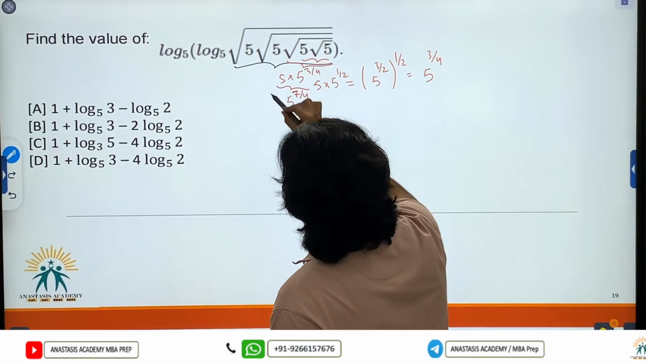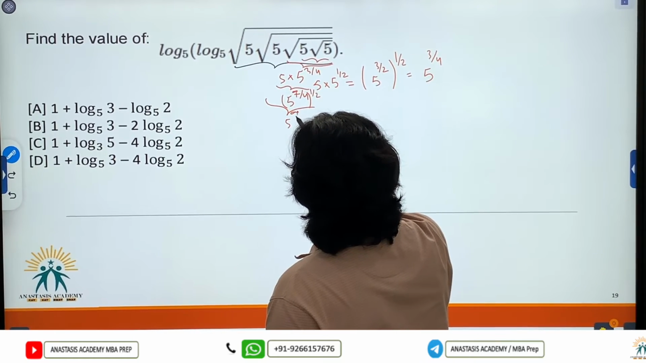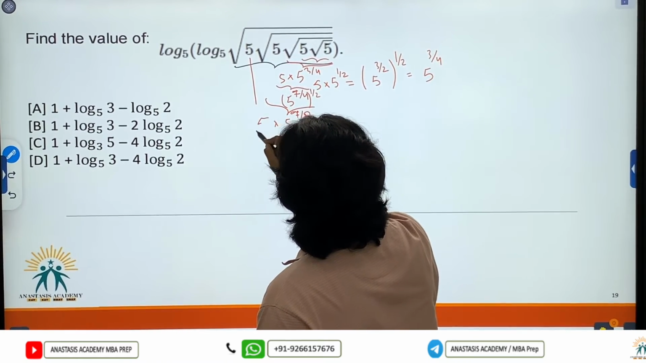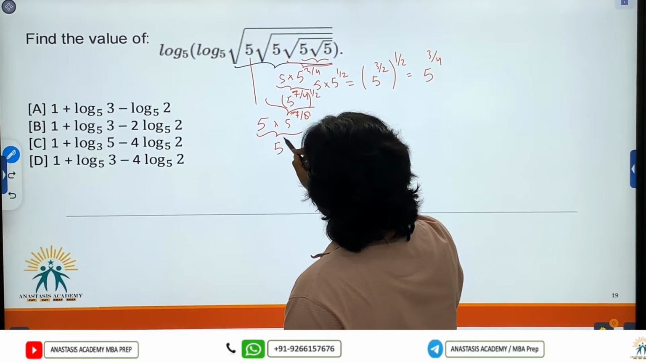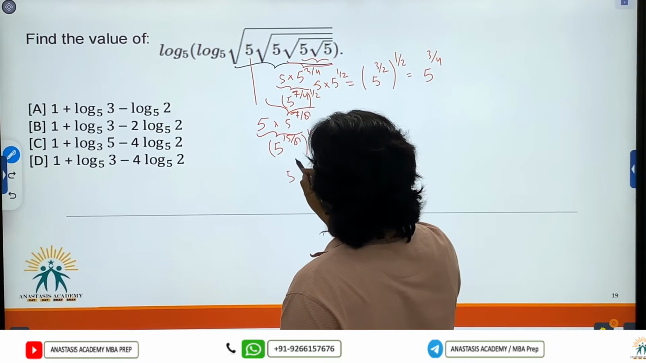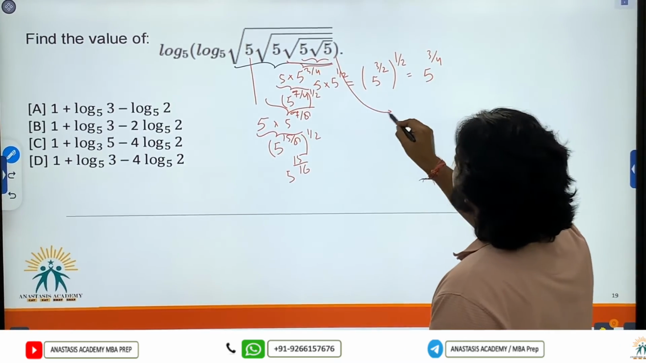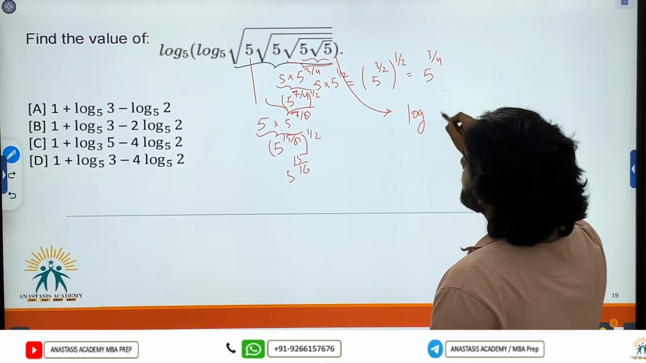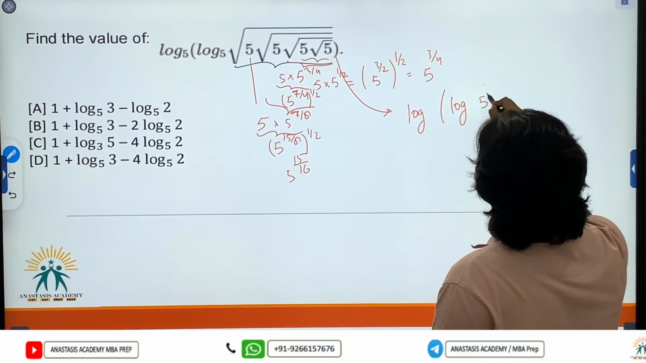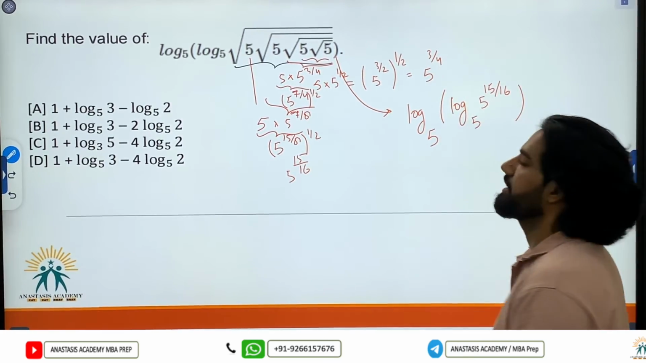Now there is a square root, so this becomes 1 by 2 or 5 raised to the power 7 by 8. Now it is again multiplied by 5, right? So it becomes 5 raised to the power 15 by 8, and there is a square root. It becomes 5 raised to the power 15 upon 16, right? So this expression reduces to log of 5 raised to the power 15 upon 16 to the base 5, right?